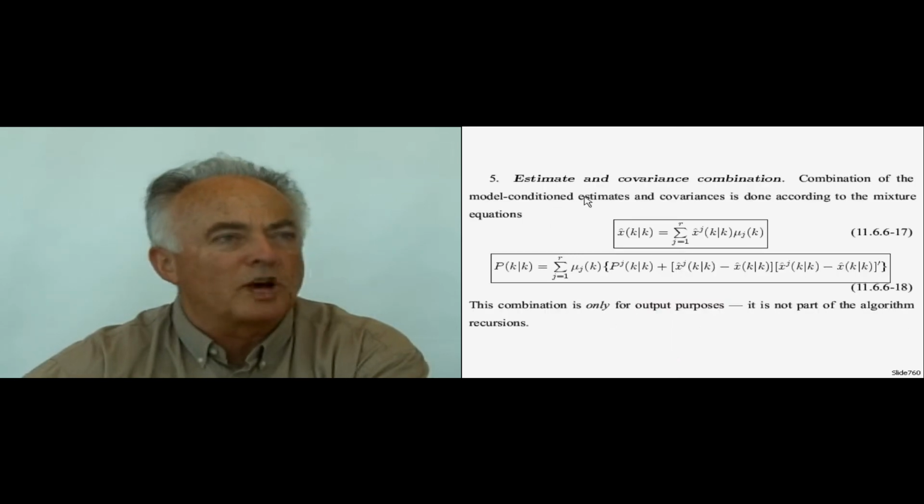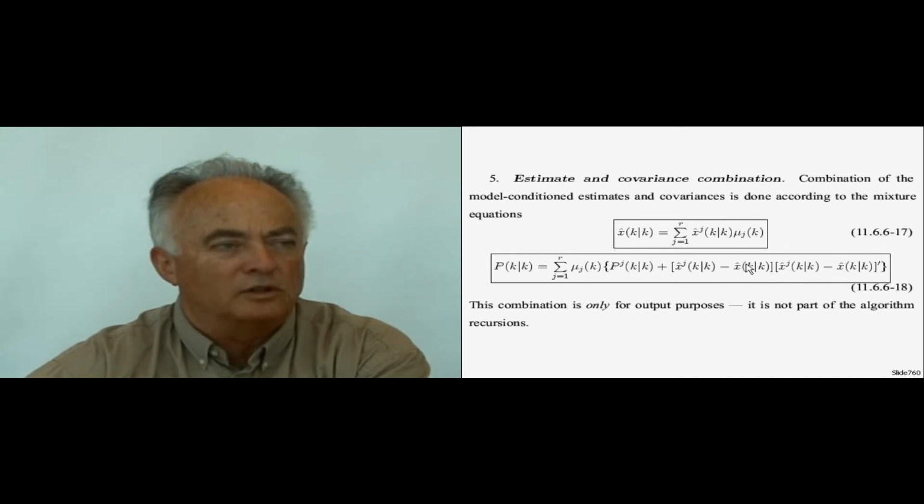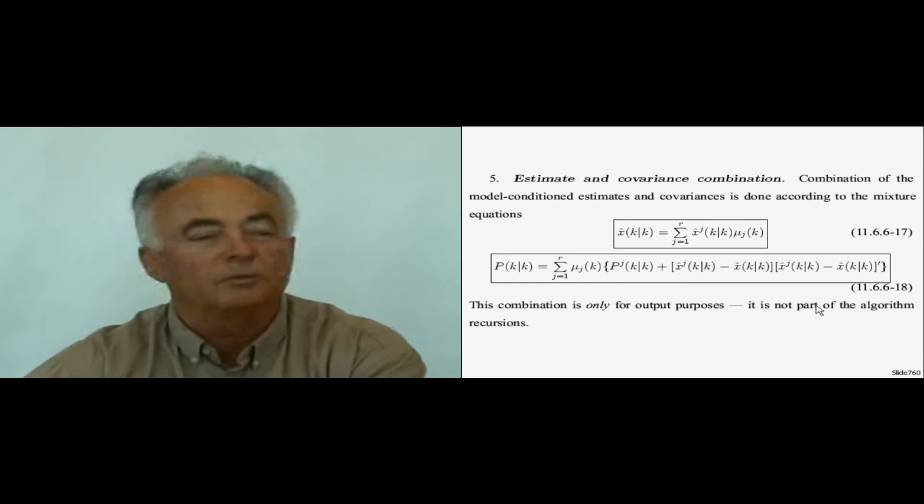Finally, for the purpose of output, we combine the estimates from the mode conditioned filters and the covariances using again the standard mixture equations. X hat is the sum of x hat j mu j, everything with argument k, and P is the sum of mu j times P j, the mode conditioned covariances, plus a spread of the means, where this x here is already the combined mean. These are the individual filter outputs. Again, this combination is really not part of the recursions going on inside the algorithm, but is for the purpose of a concise presentation of the output.